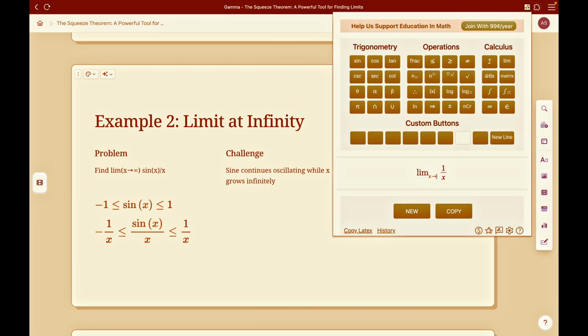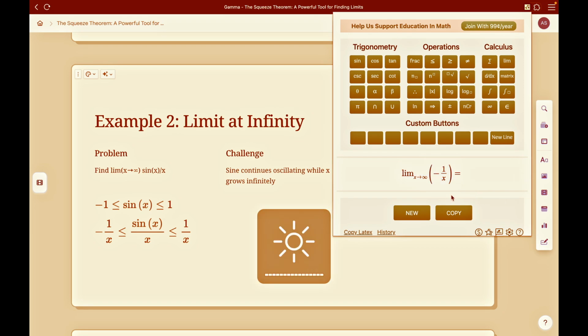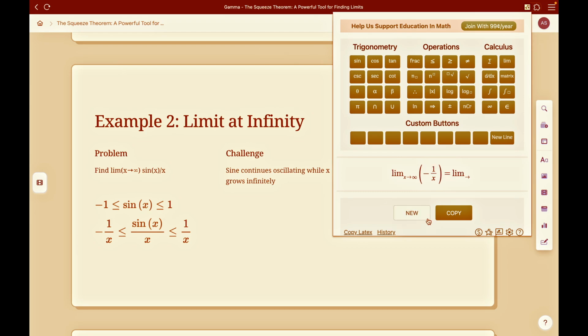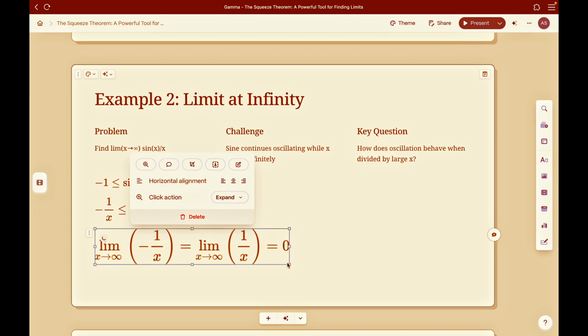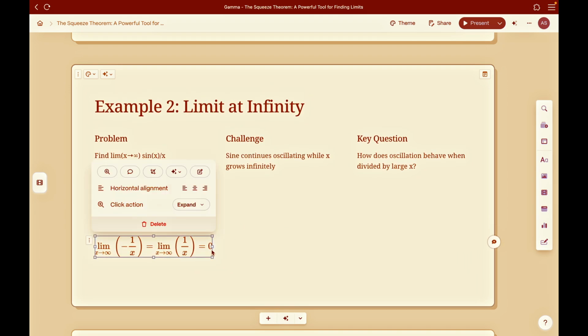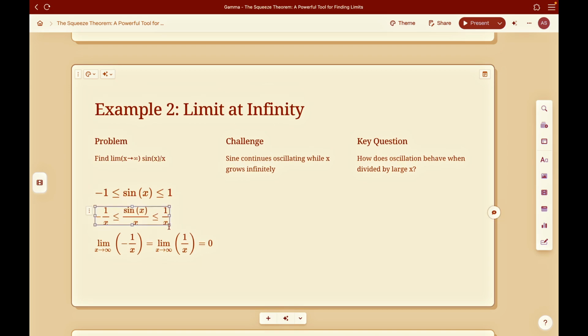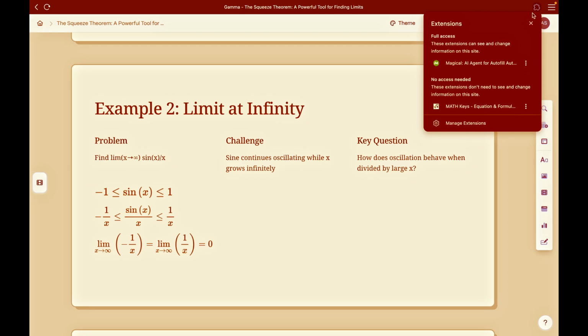The limit as x approaches infinity, this time not 0, of -1 over x is equal to the limit as x approaches infinity of just plain old 1 over x. But this limit is equal to 0 also, so we can't just say that they're equal but not provide an actual value. So the limit as x approaches infinity of 1 over x is equal to 0. Now, since these 2 limits are equal to each other, that means that the limit of sine x over x is going to be equal to 0 as well.